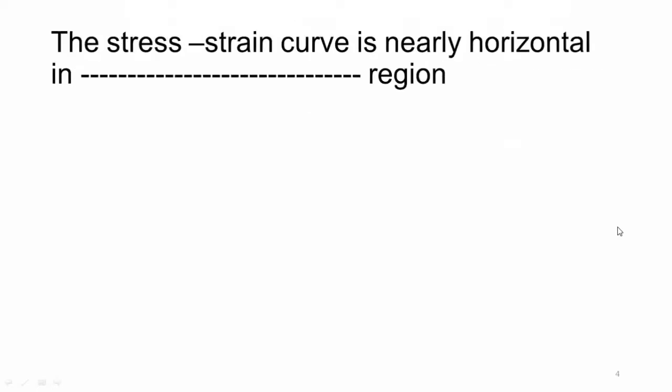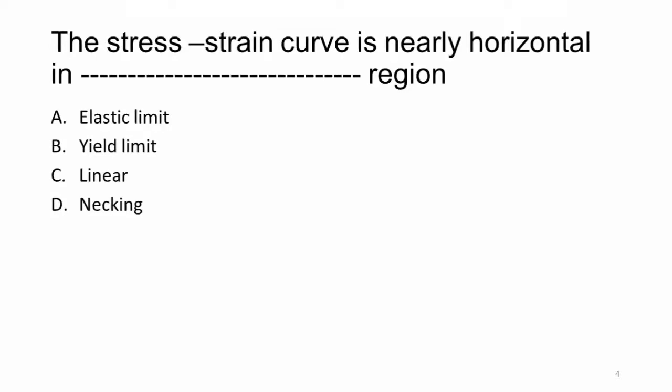Next, multiple choice question. Stress strain curve is nearly horizontal in dash region. Again, we need to see the stress strain curve. Elastic limit is our first option, then yield limit is the second option, then linear region, third option, and necking, the fourth option. So our correct answer is yield limit.